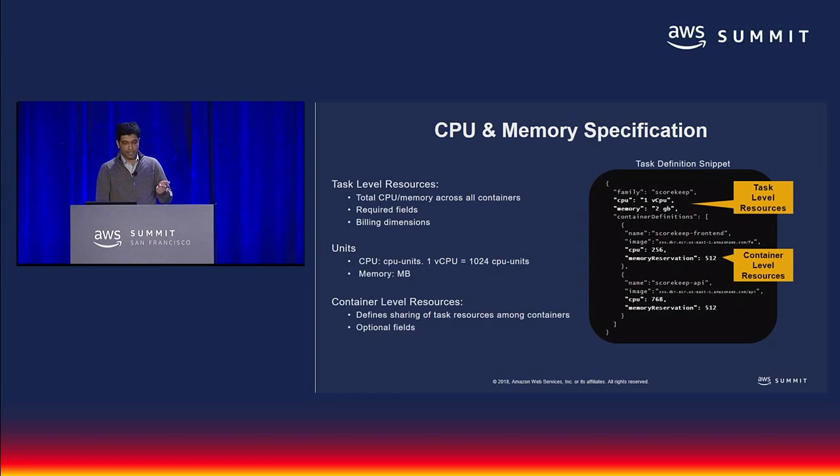Prior to that, you always had container level resources, which is what you define as soft limits or hard limits for your containers, so that when your container exceeds a certain hard limit, maybe something is off. But you can continue to define that at the container level, yet your containers will all still share the same task level resources you have defined, because that's what you pay for.